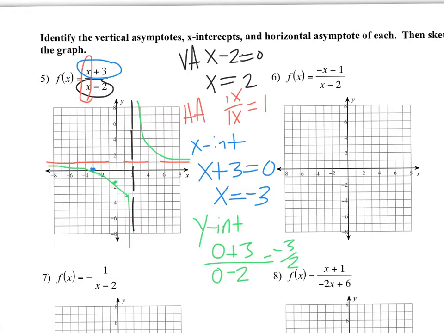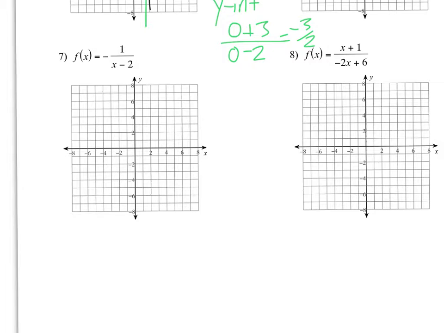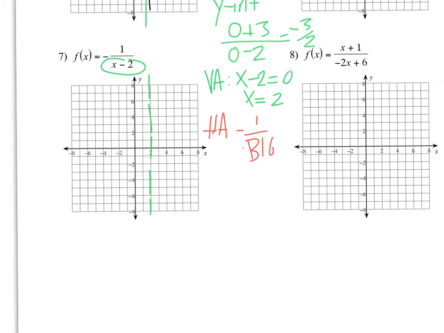Doing another one of these, let's take a look at number 7. The vertical asymptote would be whatever makes the bottom equal to 0. So x minus 2 equals 0. That means that x equals 2. For a horizontal asymptote, if I plug in a really big number for this, we get like -1 over a really big number, which is basically 0.